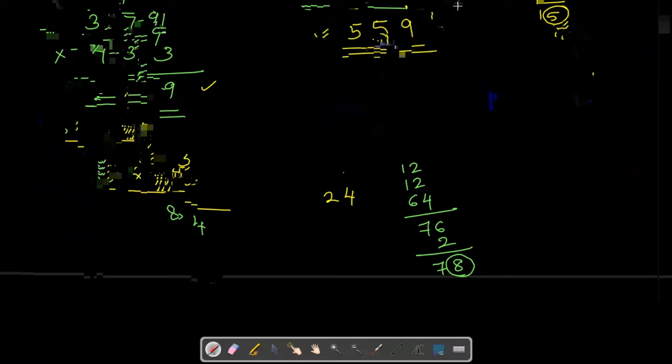So what are the rules that I have to follow? First, I'll multiply these two numbers. Then I'll do the cross multiplication. Then I'll do the star multiplication. Again the cross and then the last numbers.